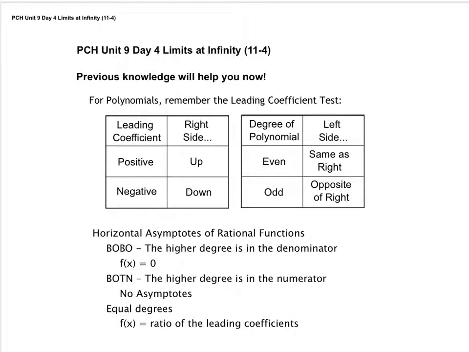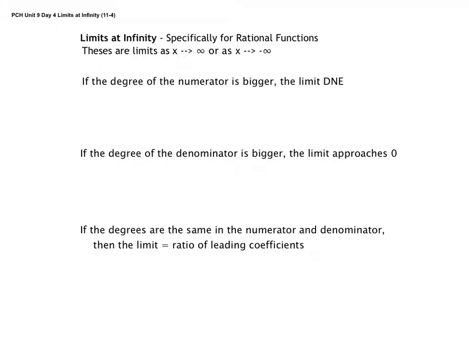If the higher degree is in the numerator, that means you don't have a horizontal asymptote, and that means it's going to go up to infinity or down to negative infinity. And what would we say about the limit in that case? Does not exist. Does not exist. Okay? But then when there's an equal degree in the numerator and denominator, the limit is the ratio of the leading coefficients. All right, so let's see that again and relate it to limits in this case. Okay?